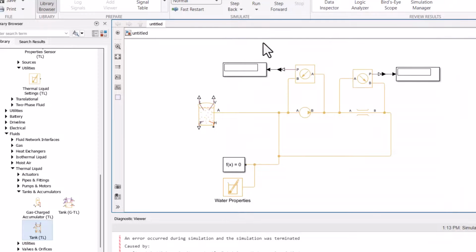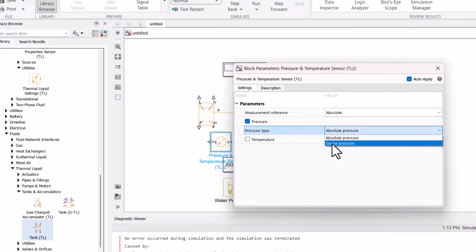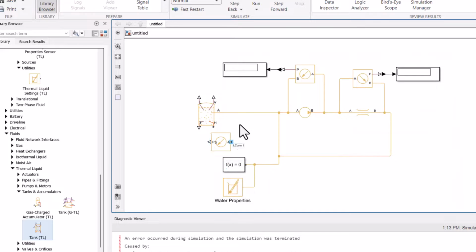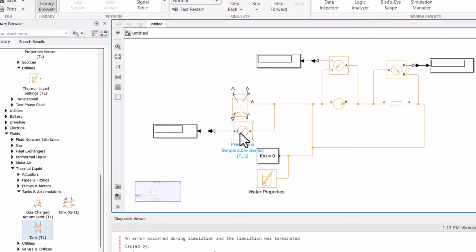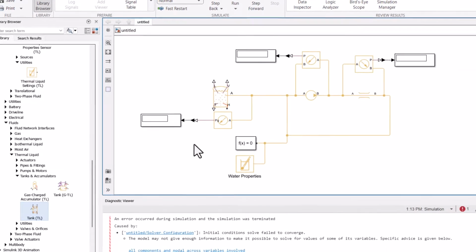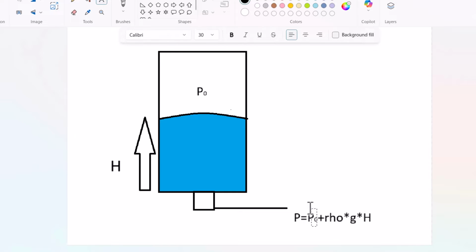I close it, and before I run the model, I just want to add a pressure gauge. I set it to absolute pressure and the pressure type to gauge pressure. This sensor must show that P is equal to P naught plus rho GH, but since it is of gauge pressure type, it is not going to add P naught. It is going to be just equal to rho GH.